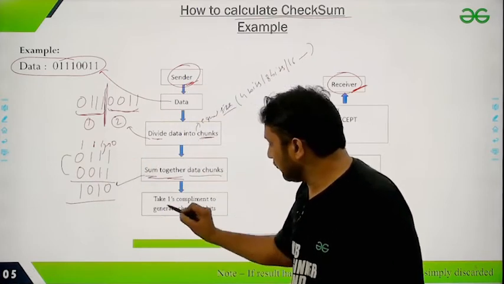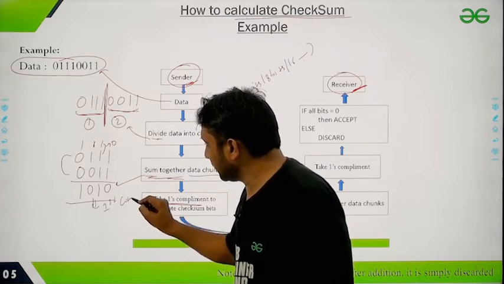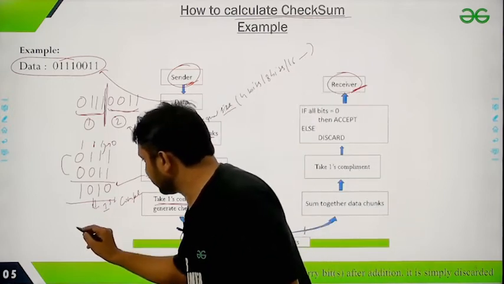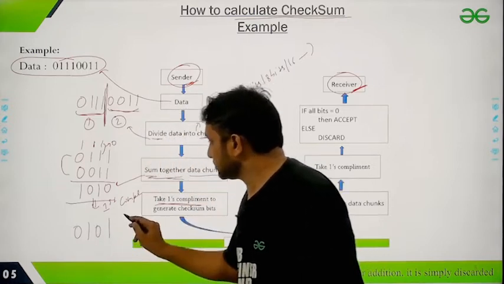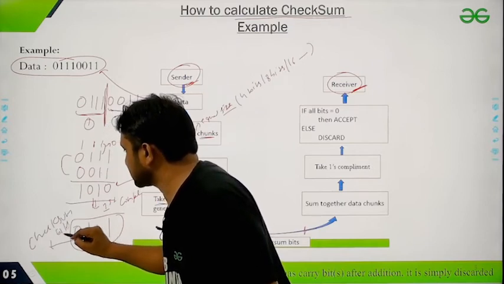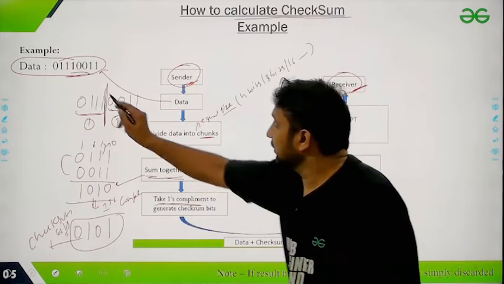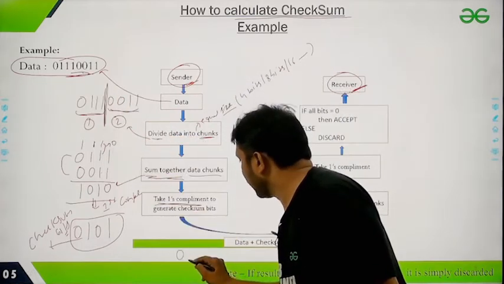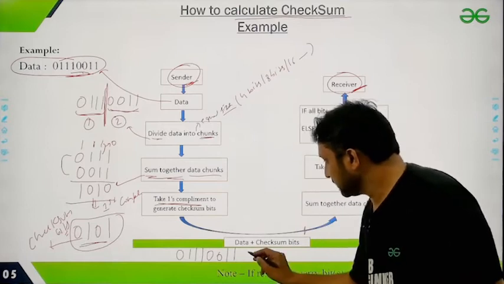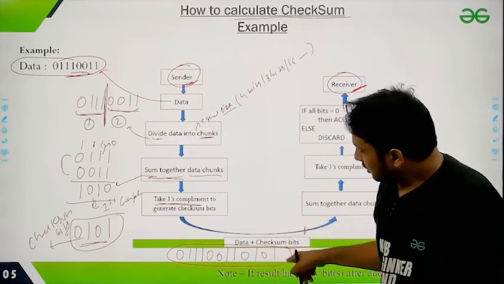Now we need to take the ones complement of this sum. What will be the ones complement? You simply flip from 0 to 1 and 1 to 0. So this will be 0, 1, 0, 1. This is actually the checksum bits. We will add these checksum bits with the data. Let me write here. This is the data 0111 0011, and we add the checksum bits 0101 with it. So I will send this complete code word to the receiver.